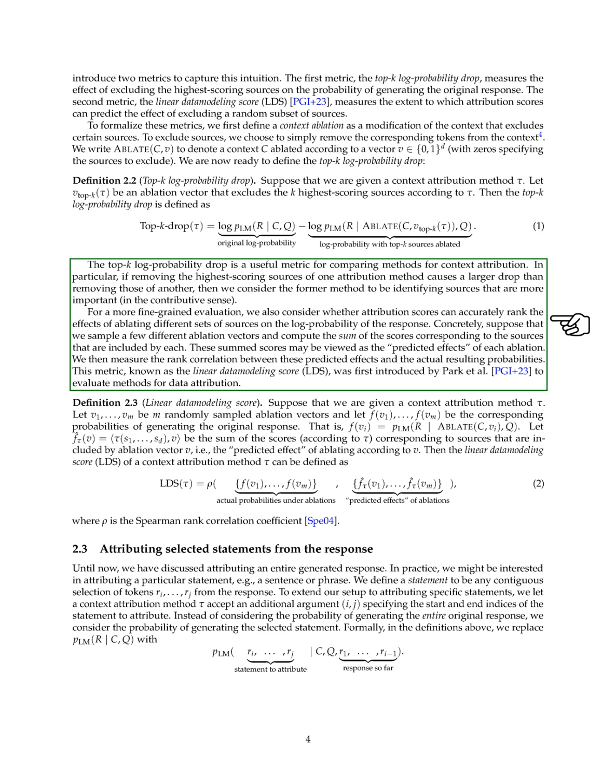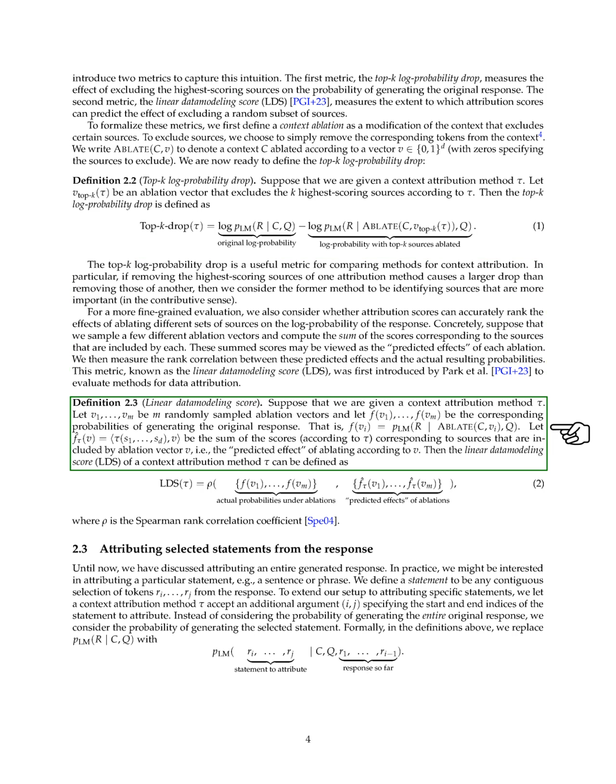For a more detailed evaluation, we also analyze whether the attribution scores can accurately rank the effects of removing different sets of sources. We sample various ablation vectors, compute the summed scores of the included sources, and measure the correlation between these predicted effects and the actual probabilities. This correlation, known as the linear data modeling score, LDS, allows us to assess the effectiveness of our context attribution method.